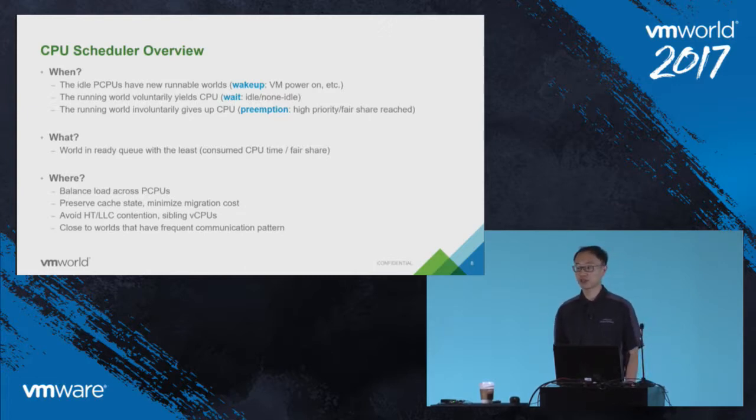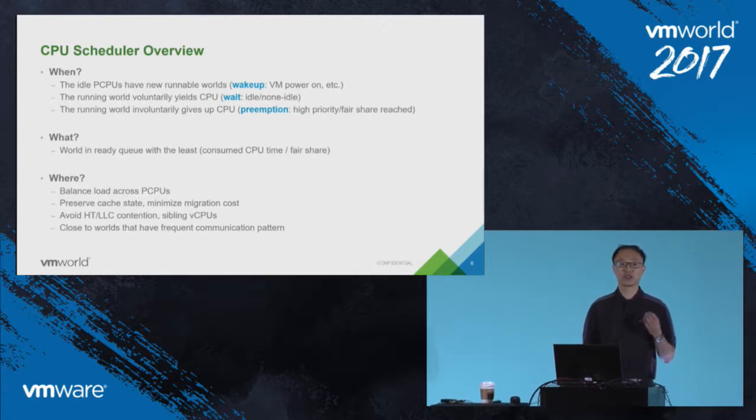And the first and foremost consideration we have is CPU load. We want to balance the CPU load across the system. We don't want everything to run on CPU 0 when there's 10 other CPUs staying idle, not doing anything. We also want to preserve cache state and minimize migration cost. Migration costs lose efficiency, right? But this is really a trade-off between utilization and migration cost, right?